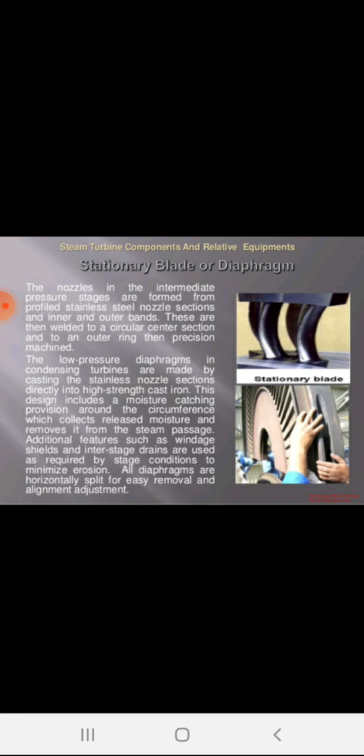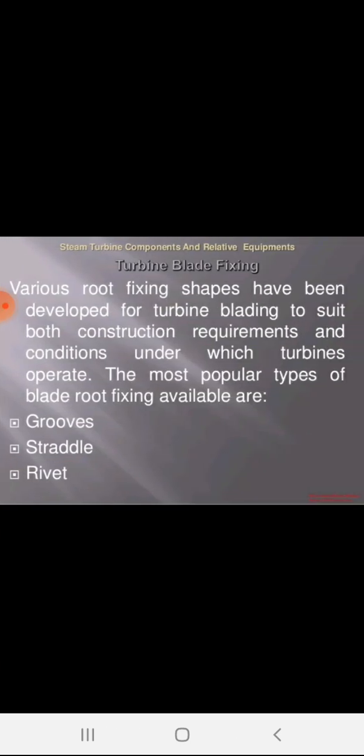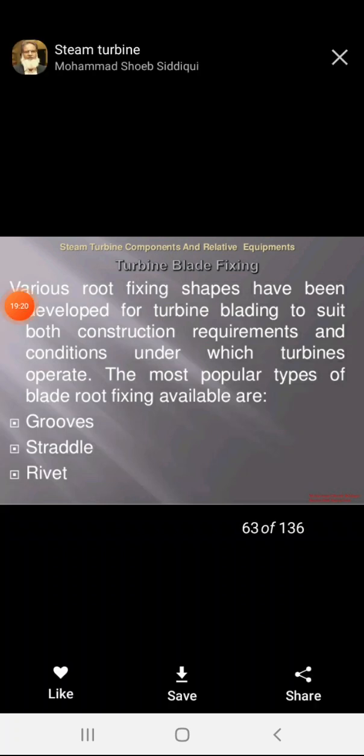All diaphragms are horizontally split for easy removal and alignment adjustment. Next, various root types of fixed shape have been developed for turbine blading, suited to both construction requirements and the conditions under which turbines operate. The most popular types of blade fixing are the grooving method, the stalled method, or rivet methods.